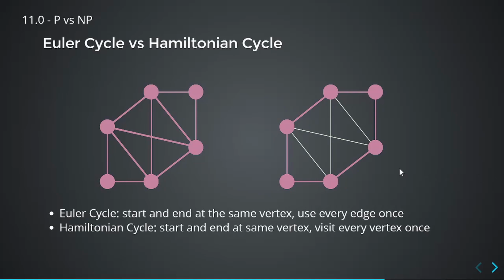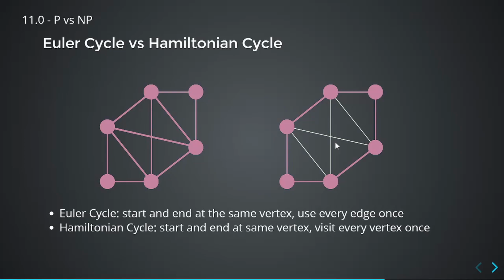Just to be clear, you don't have to use all the edges. Actually, you can't, because you can only visit each vertex once. So if you have a vertex with 4 edges connected to it, you can't use them all, because that means you have to visit the same vertex more than once. Now, this may surprise you, but Hamiltonian cycle is actually harder than Euler cycle, in that there is no polynomial time algorithm to solve it.